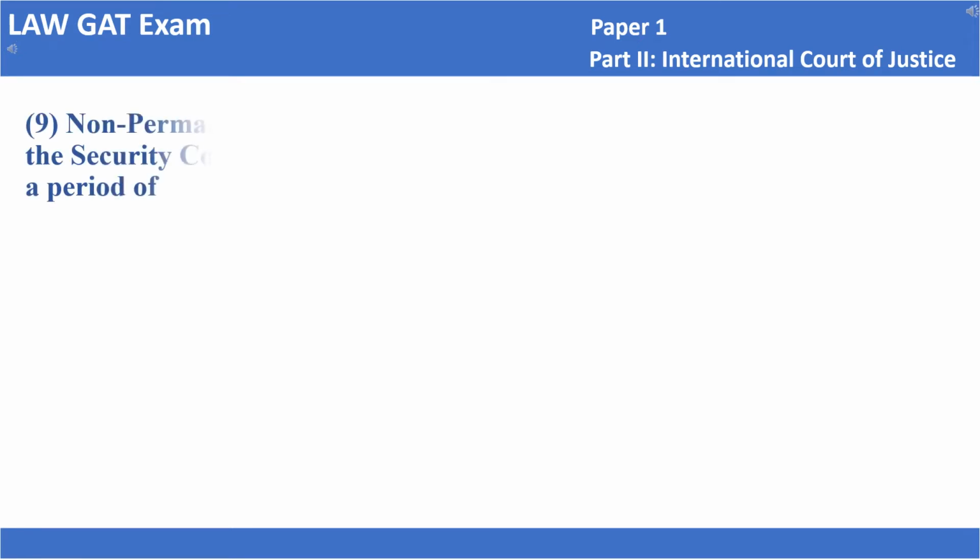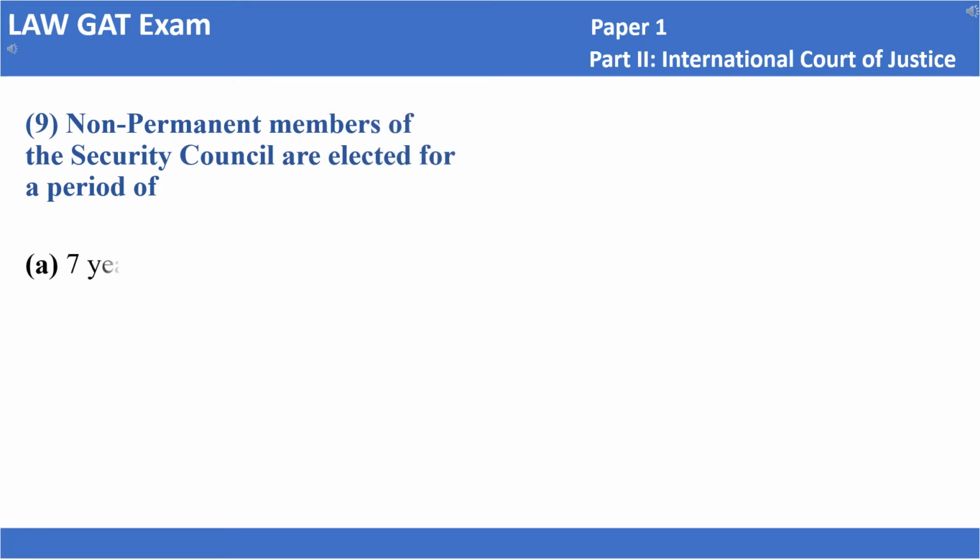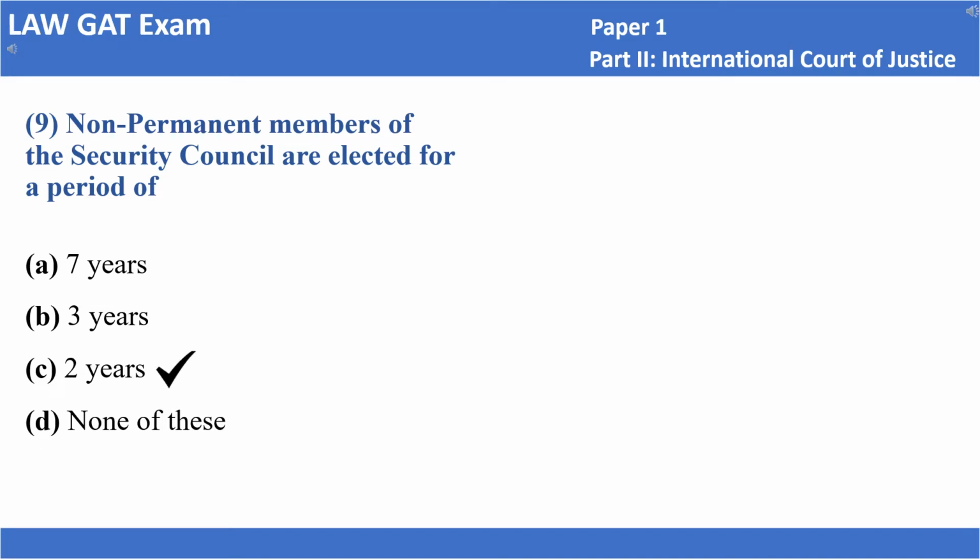Non-permanent members of the Security Council are elected for a period of, is it option A, 7 years, or option B, 3 years, or option C, 2 years, or option D, none of these? The correct answer is option C, 2 years.